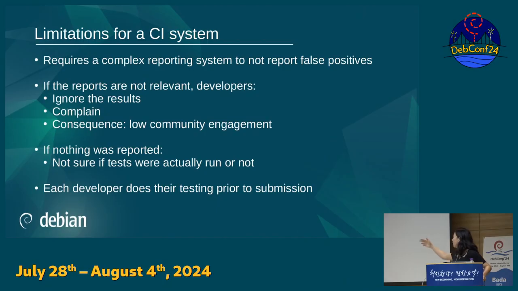So as a consequence, we get low community engagement about testing. And if nothing was reported at all, people were not sure if the tests were actually run or not. Maybe it was and everything was fine, or maybe the CI system just didn't work. We don't know. So in this model, usually every developer does their testing prior to submission, their own way, the way that works for them, and then they submit the patch, and then someone will report, oh, it doesn't work for my case. So the testing is not a standard thing.